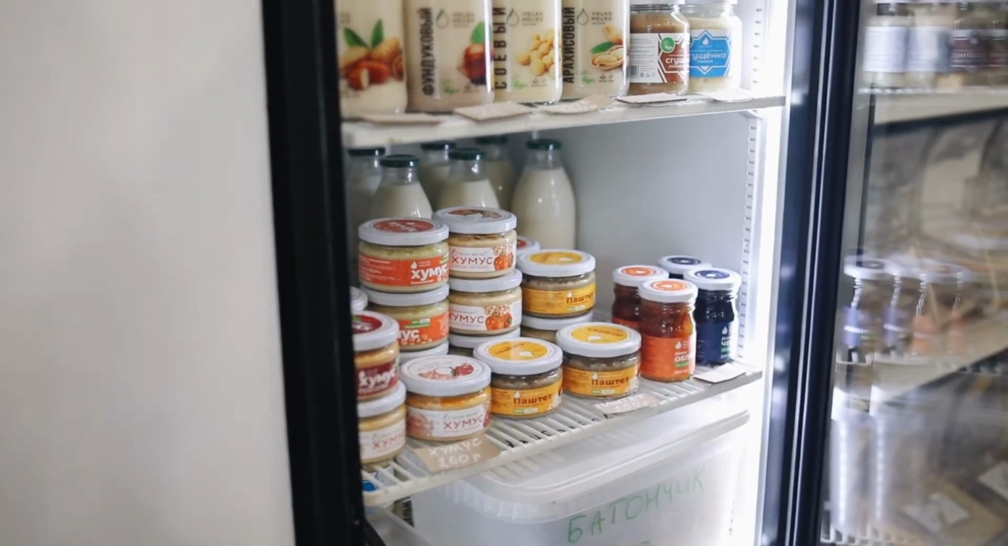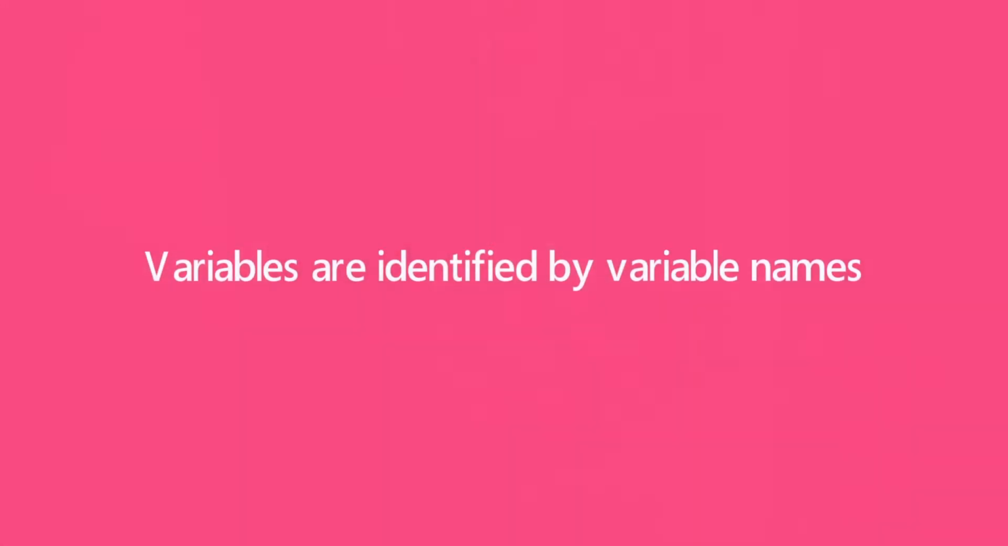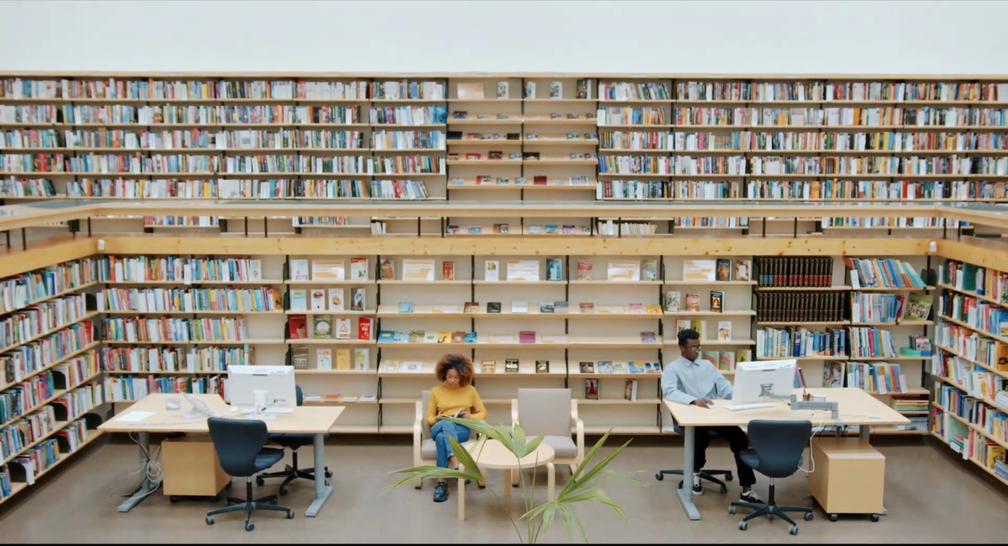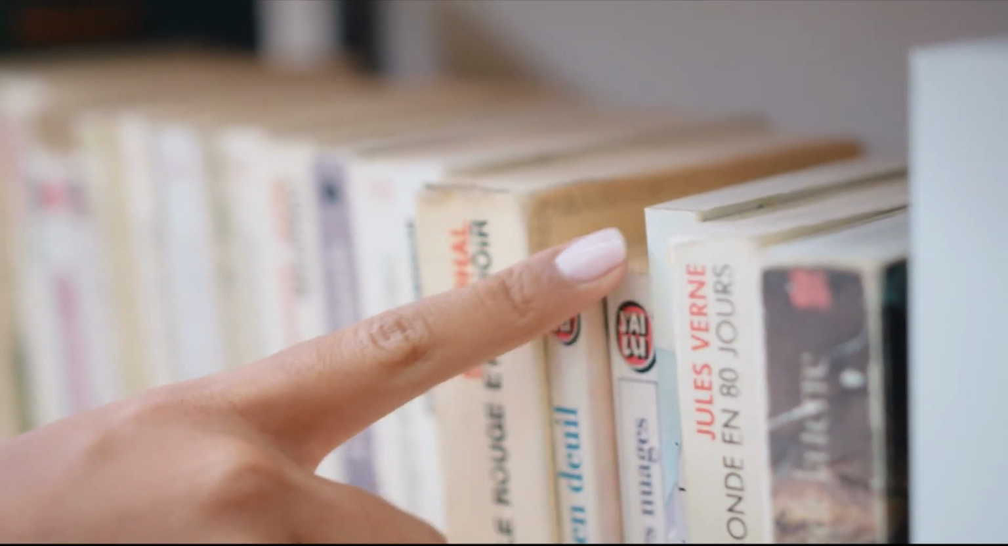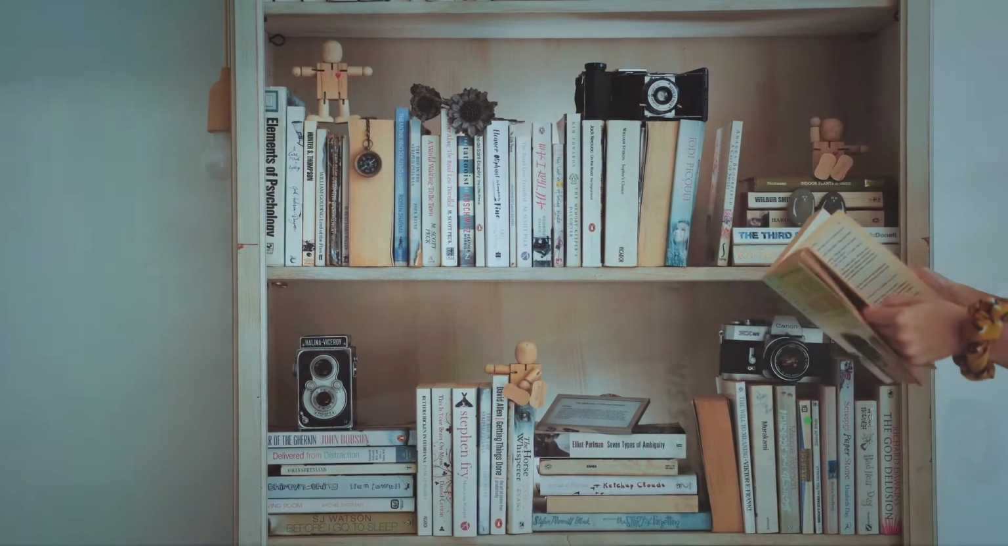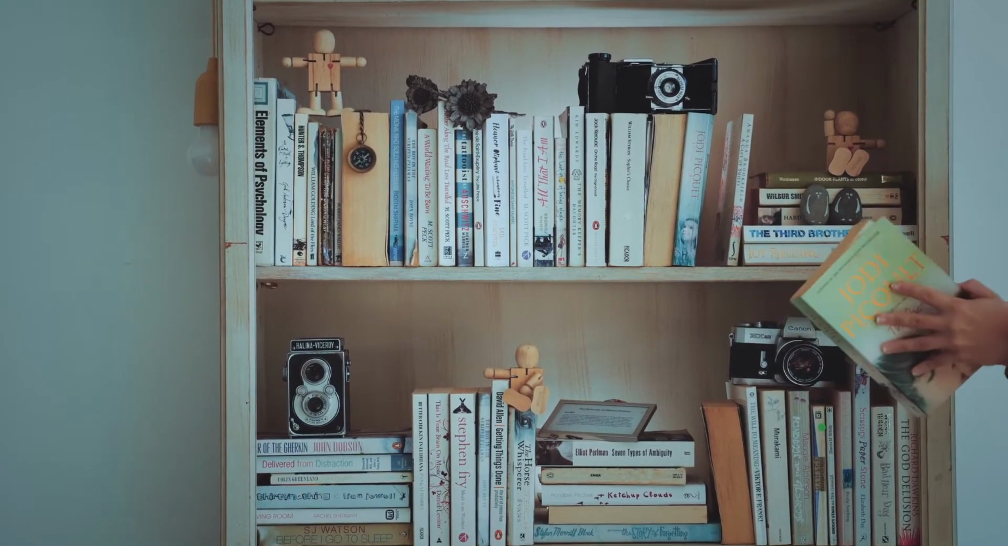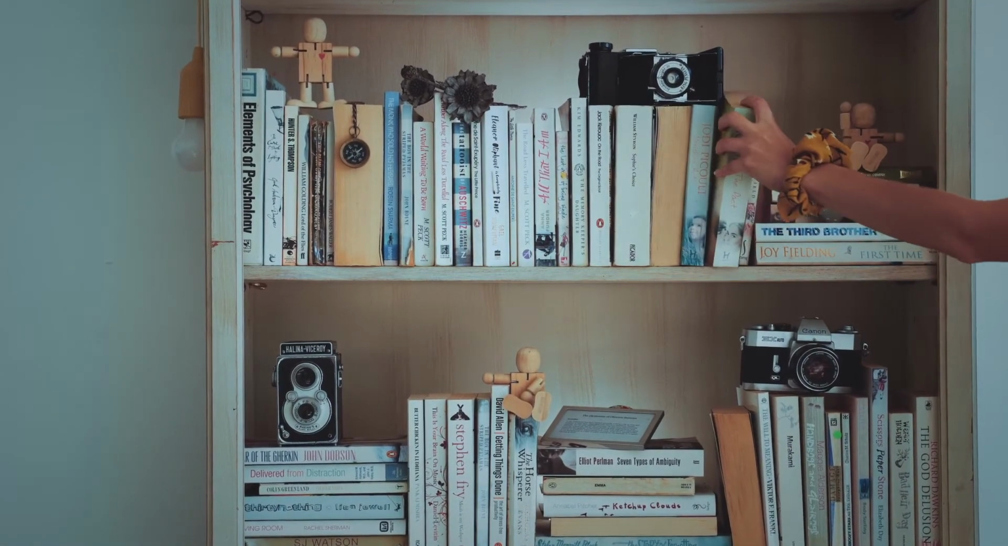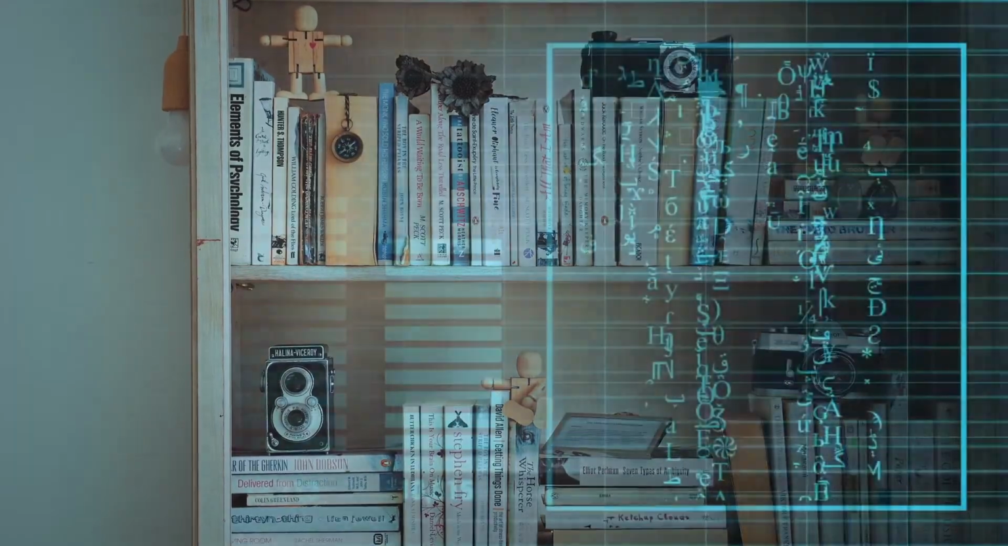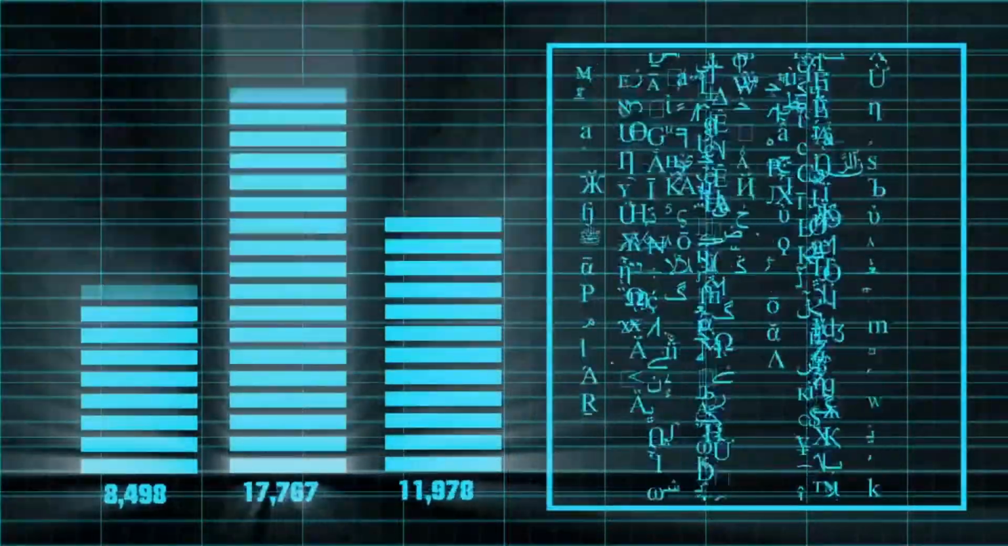And more importantly, notice that variables are identified by variable names. Are you confused? Let me explain. Imagine you are in a library and you pick up a math book from the bookshelf, and after doing your study, where do you place it? In the section labeled as math, right? Similarly, we need to define a variable name to store data in computer memory.